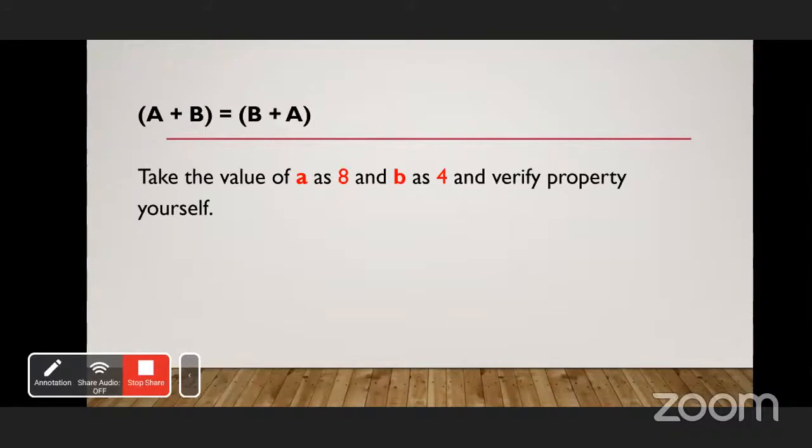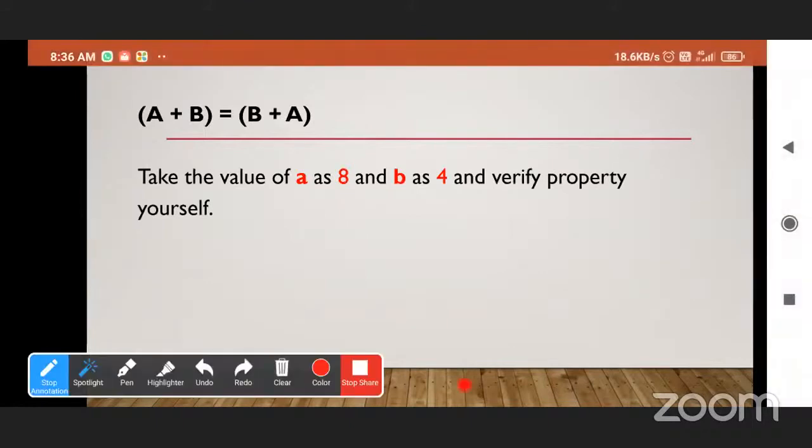Now, read this one. Yes, student. A plus B is, yes, is equal to B plus A. Okay, so this is the property or rule. Okay, now read this one.